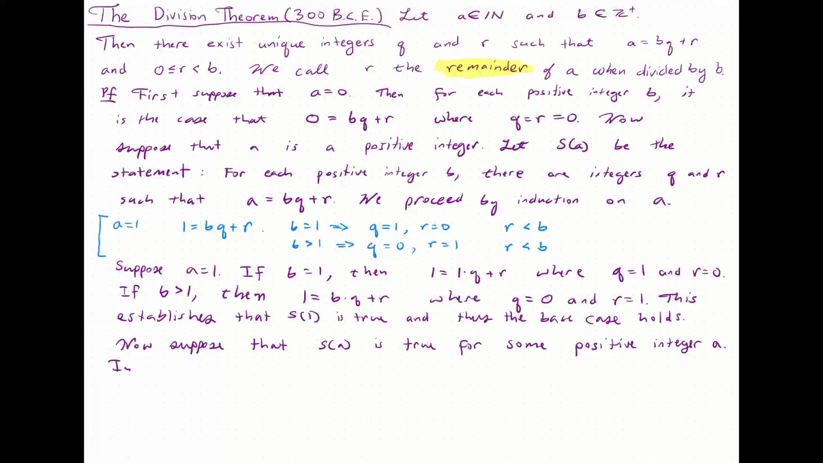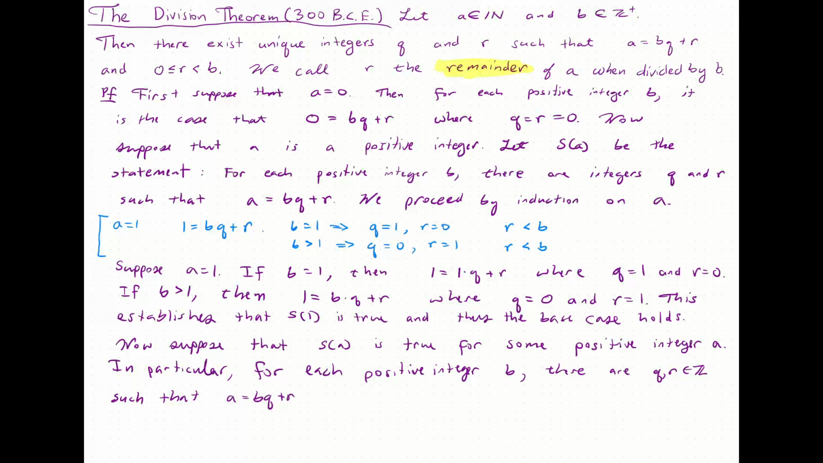So in particular, for each positive integer B, there are integers Q and R such that A is equal to B times Q plus R, and 0 is less than or equal to R, which is strictly less than B. So now we want to show that S of A plus 1 is true.